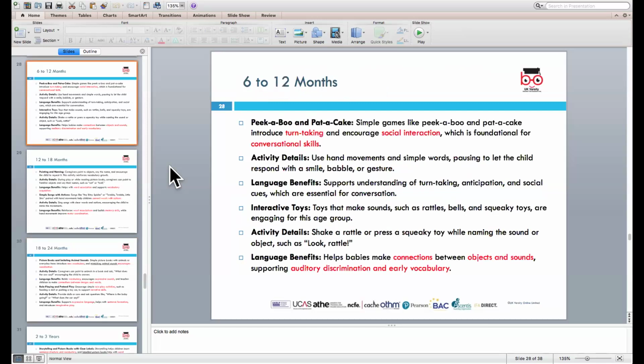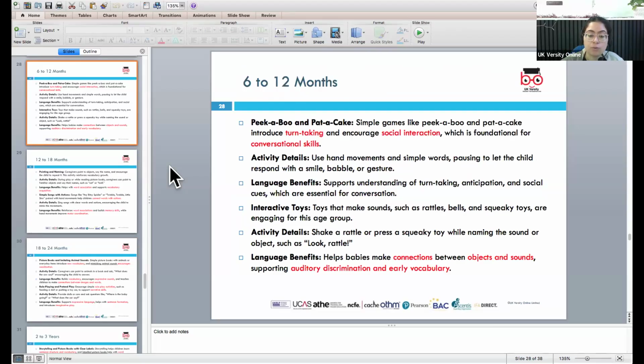Now, 6 to 12 months, you can have peekaboo and pat-a-cake. These simple games like peekaboo and pat-a-cake introduce turn taking and encourage social interaction, which is foundational for conversational skills. So basically, pragmatic skills. As for the details, you use hand movements and simple words, pausing to let the child respond with a smile, babble, or gesture.